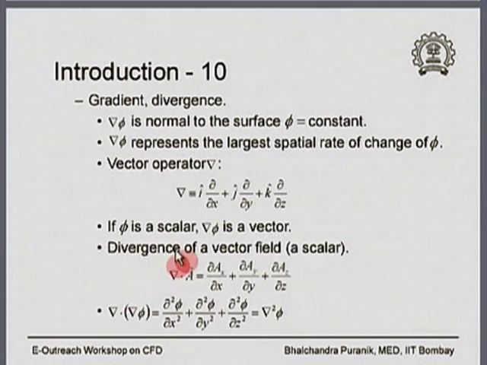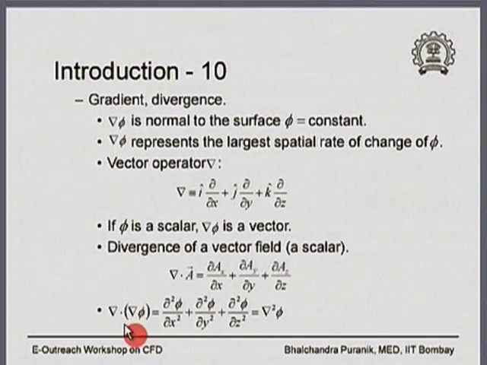This divergence of a vector field is a quantity that we will encounter often, and when we go to some of these governing equations, we will specifically try to point out the physical meanings of some of the specific divergences that we are going to talk about. For example, if this A vector turns out to be the velocity field, divergence of velocity has a certain specific physical meaning, which we will try to point out when we come to it in a few lectures from now.